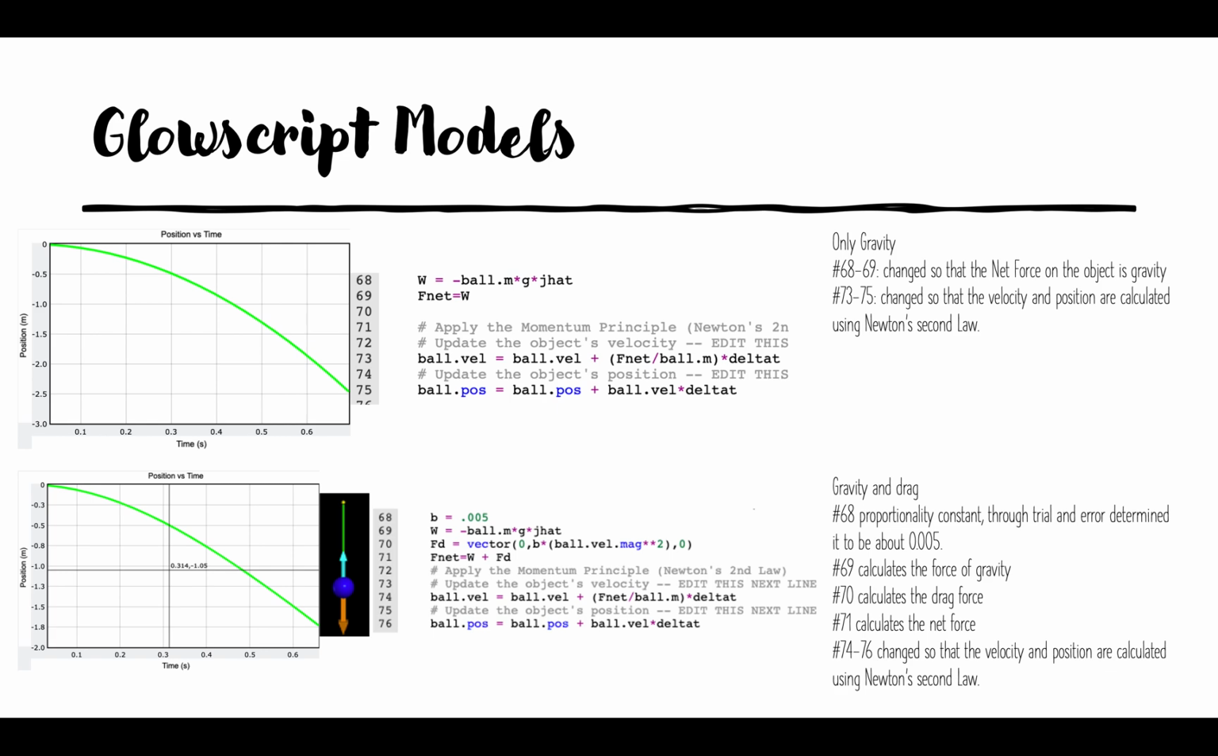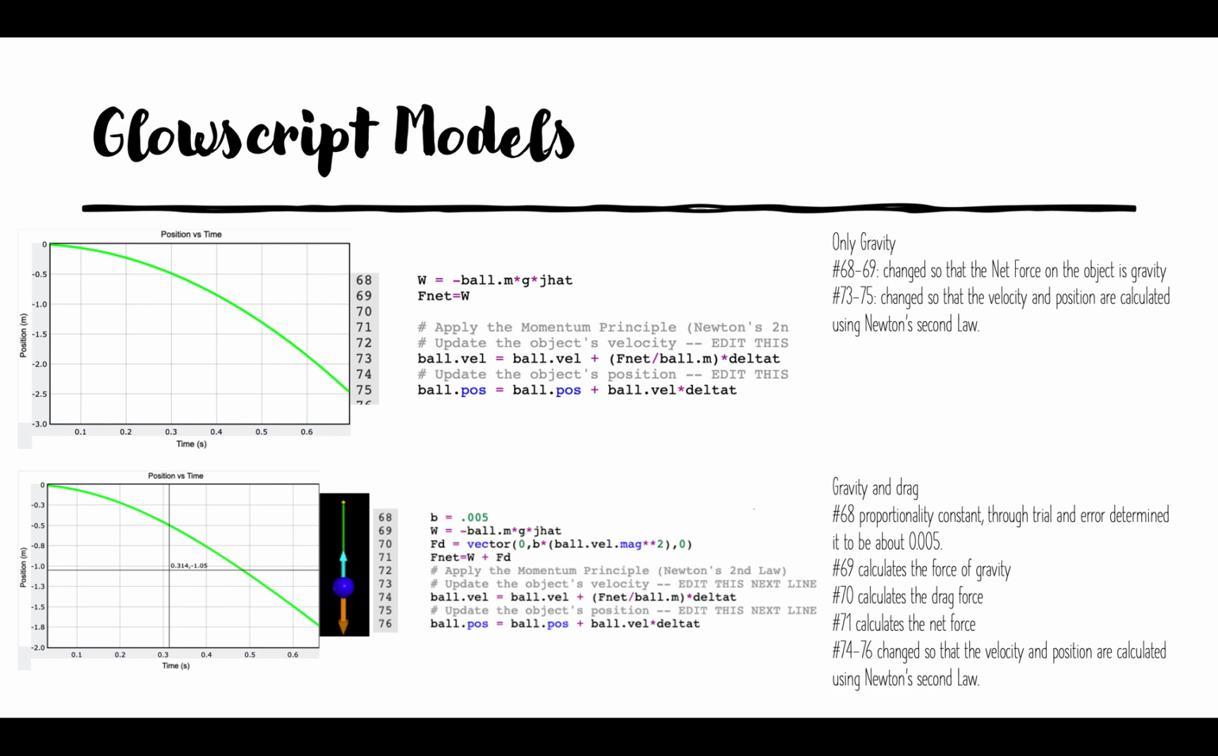This slide shows the major changes I made in the code to get accurate models. I of course made smaller changes like updating the mass, initial position, t-step, and the while loop condition. For the first model, I only included gravity. I did this by multiplying the mass of the ball by the acceleration due to gravity multiplied by the unit vector for the positive y-axis.